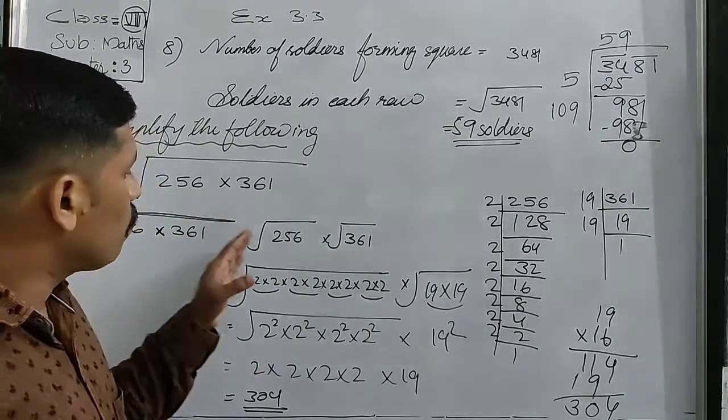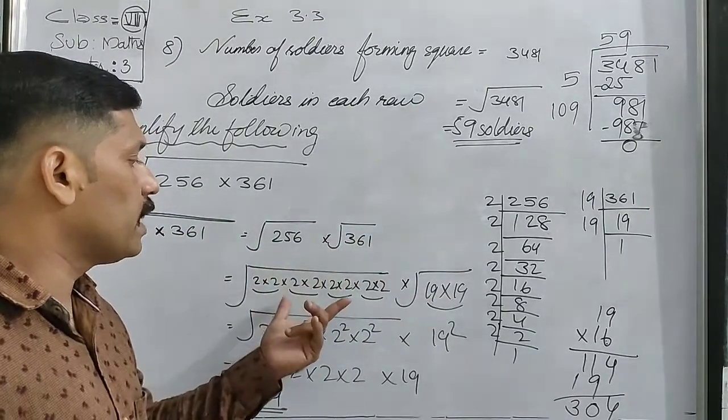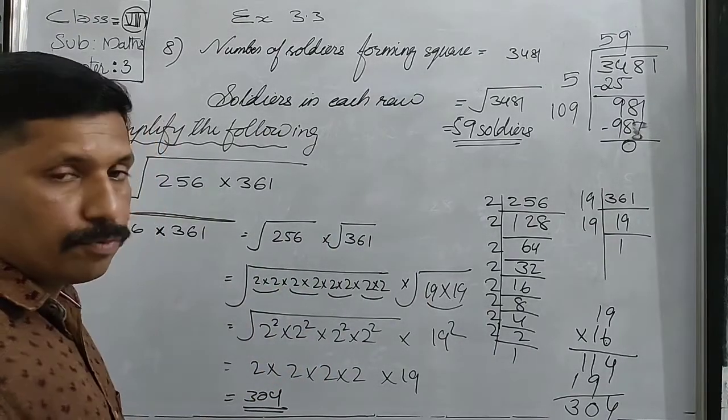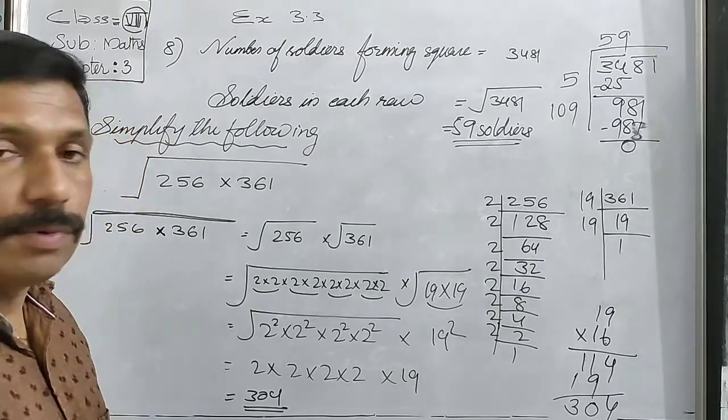Okay. So here we have calculated the factors of each number separately and calculated the root, and we found out the answer. 304 is the answer. Okay. We go to the next question now.